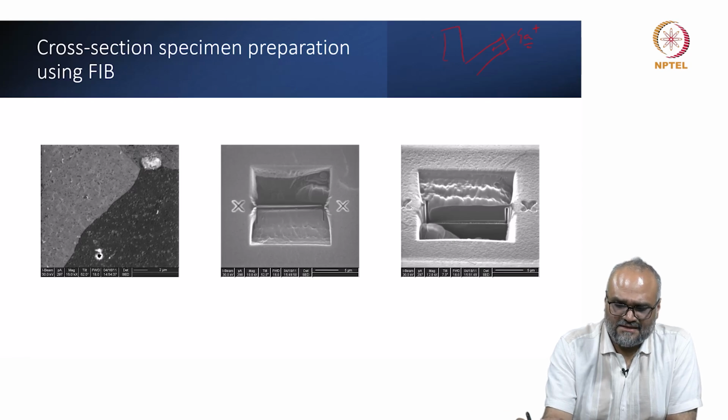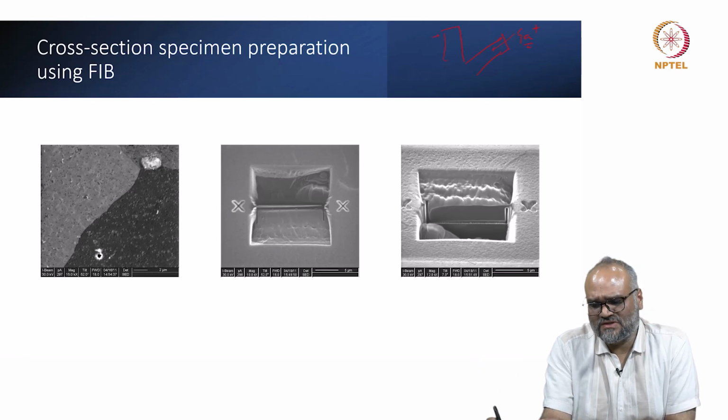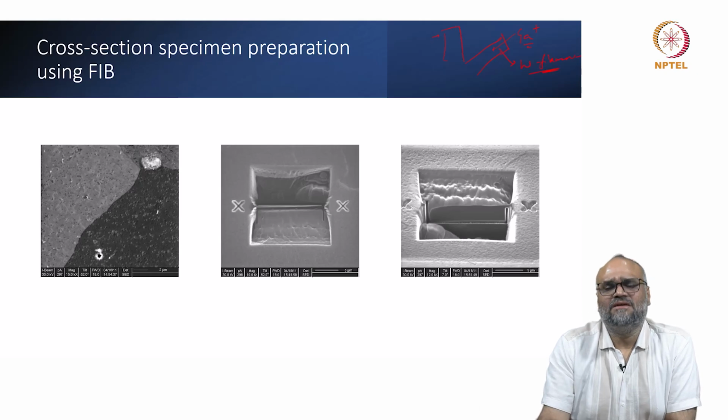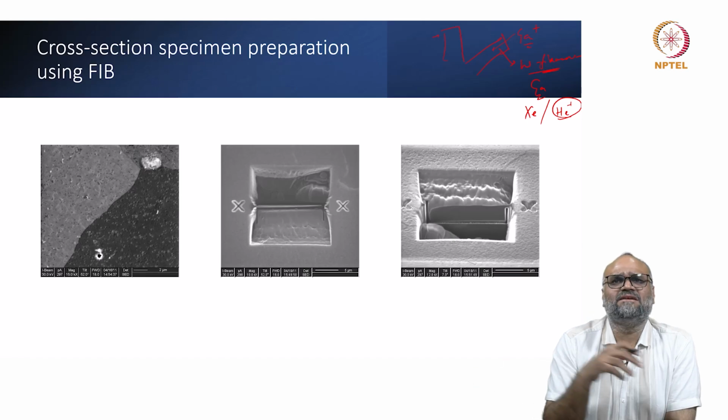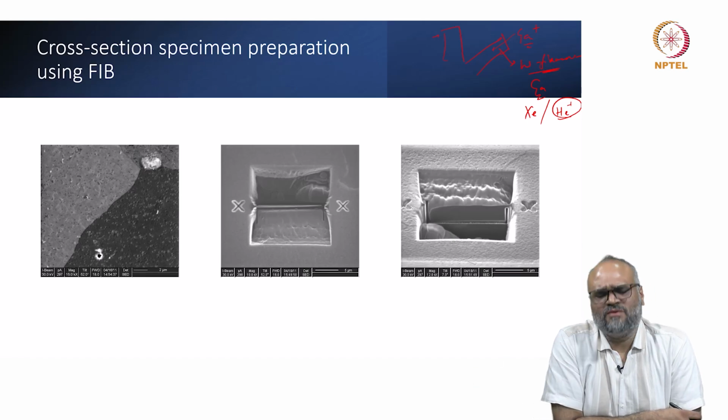Typically, this is a field emission gun source, and here you also have a tungsten filament, and in front of the tungsten filament you have a liquid metal ion source. Commonly it is gallium. Nowadays there is something called a plasma FIB. You can use xenon, or if you want a very high resolution, you can also use helium ion to actually impinge and remove material.